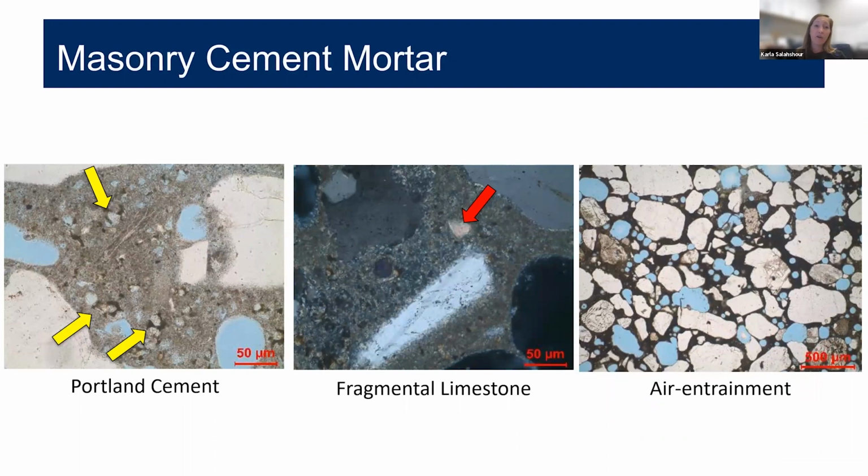Another example of how we can characterize materials. This is a masonry cement mortar. A masonry cement mortar is going to have very characteristic ingredients. We look for things like Portland cement, shown on the left, fragmental limestone, as shown in the middle, and air entrainment, so having a lot of small spherical voids, as shown on the right. This mortar was extracted from a building in Kansas, constructed in 2005, so a modern mortar.